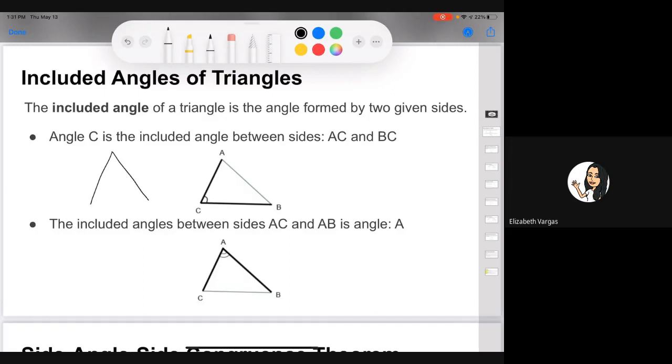And all triangles have three included sides. So if I have this angle and this angle, the included side will be this one. If I have this angle and this angle, the included side will be this one. So basically the side that those two angles have in common. Okay, so that is included side and included angle.